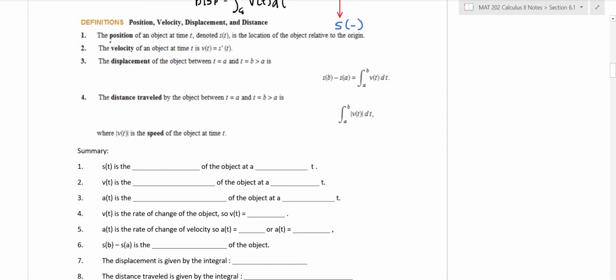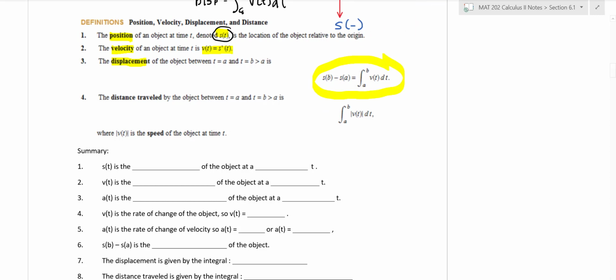Basically we have the position of an object denoted by s of t. That's something you learned in Calc 1. The velocity is the derivative of the position, so v of t is s prime of t. The displacement is given by an integral. You have a and b as times, and b is a time later than a. That's going to be this integral here. So displacement is the integral of velocity from time a to time b.